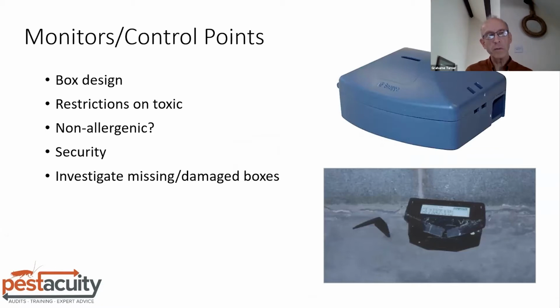Monitors or control points might be restricted to a certain extent. For example, box design. There's one standard that specifies that the trap boxes you use have an indicator on them when a trap's gone off. So if you look at the box at the top there, the top picture, it shows a slot in the top of the box. If you can see the yellow mark there, you can tell whether the trap's gone off or not. That particular box is blue for the food industry use and also metal detectable. So that might be required by some customers.